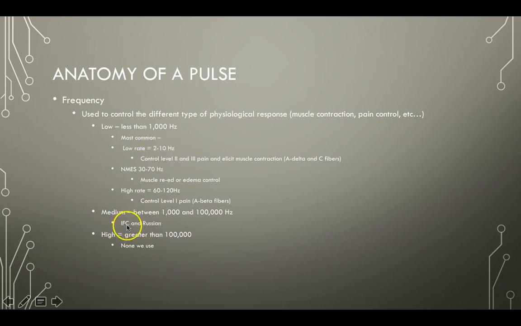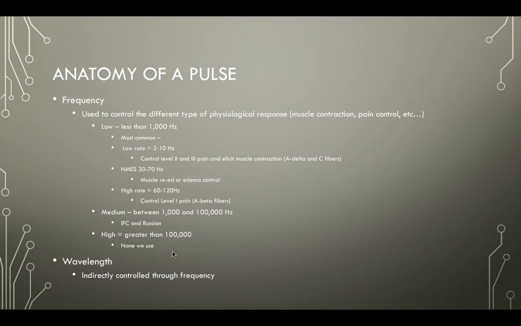Medium frequencies, that's when we start talking about our interferential current and our Russian. So they're going to have easier penetration because they're going to be this higher frequency. And we'll talk about how we get to use those higher frequencies and not damage the body. And then high ones, there's none that we really use. These are more used in industrial settings or things like that. We don't use them for therapeutic purposes.